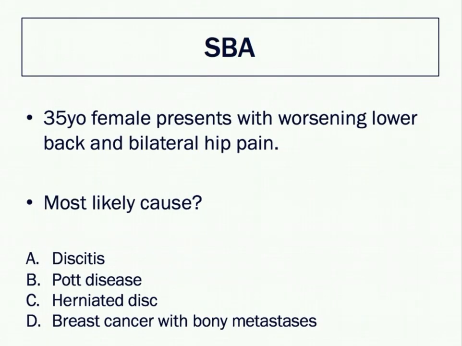Okay, so a 35-year-old female presents with worsening lower back and bilateral hip pain. What's the most likely cause? Is it A, discitis, B, pot disease, C, herniated disc, or D, breast cancer with bony metastasis?